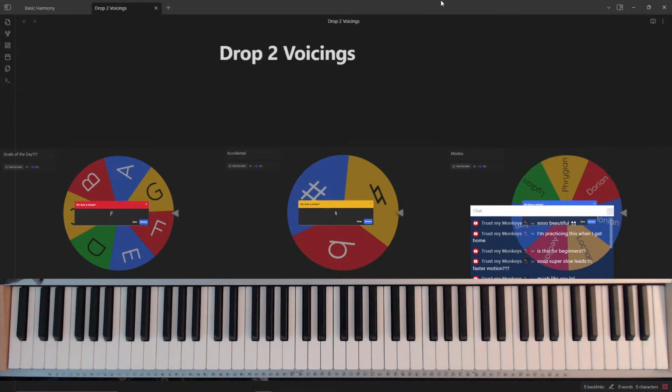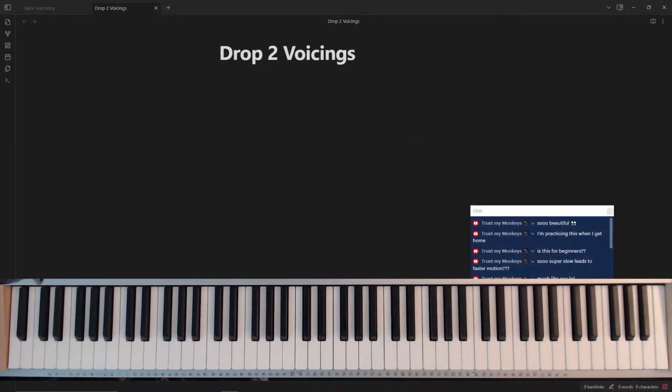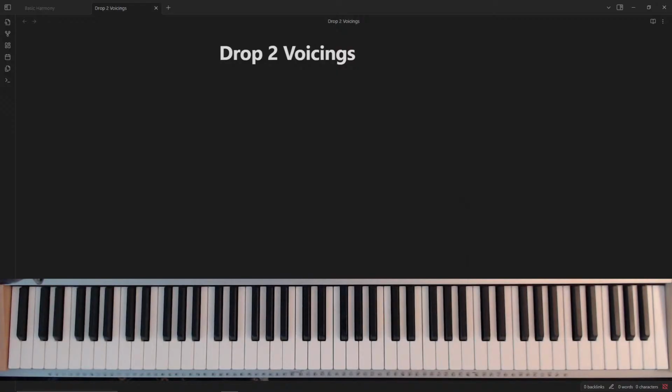Good. So, drop 2 voicings. What are they? Let's remove that. We don't need it at the moment. And you probably don't need to see the chat because you do see the chat. Only I need to see the chat there. Settings. Do hide OBS from screen capture. Yes, please do. That's better. And now let's get quality back.